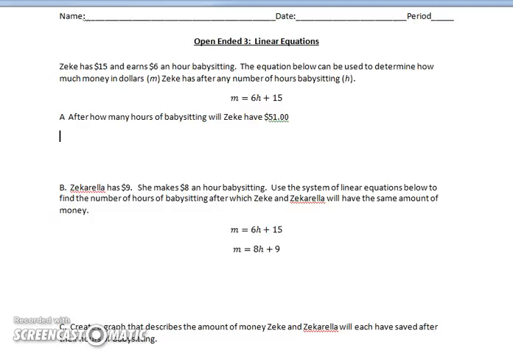So Zeke has $15 and earns $6 an hour babysitting. The equation below can be used to determine how much money in dollars, M, Zeke has after any number of hours of babysitting, H. Notice that we have a 15 here. That 15 is simply the amount of money that he already has. The 6 is how much he earns each hour babysitting. The H is the number of hours, and the M is the amount of money that he has.